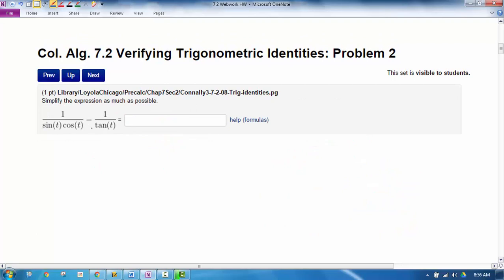Okay, the next problem, we're not going to verify a trig identity, we're just going to simplify this. So I'm going to take this and rewrite everything in terms of sine and cosine. So tangent's really sine over cosine. I'm going to flip this to the top and rewrite it as cosine over sine. So if you move this to the top, then I reciprocate it. So it'll be cosine over sine.